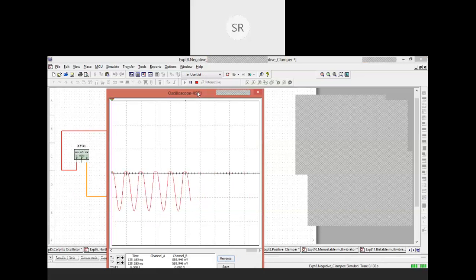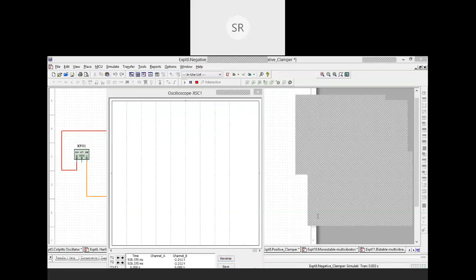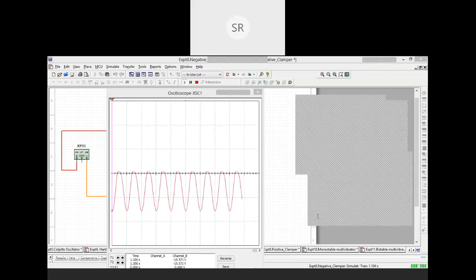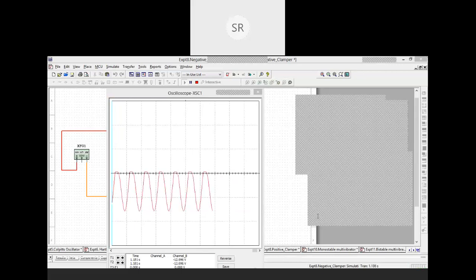Sambat, are you able to view the waveform clearly? Yeah, okay. So you are getting the negative clamper output below the zero voltage. Now, what is the question for this one? Number 9, the negative clamper output is DC or AC voltage. Note that AC means bidirectional, and DC means unidirectional. So the negative clamper output is DC or AC voltage. Question number 9.